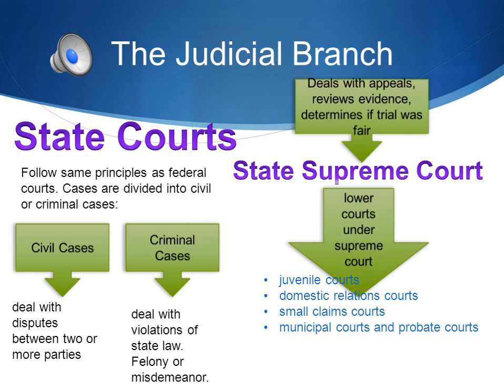Okay, finally we're going to close it out, and then you'll have your review with the Judicial Branch. Now, the Judicial Branch has state courts, and they follow the same principles as the federal courts. So cases are divided into civil or criminal cases. The civil cases deal with disputes between people. So it's not really about a crime being broken, but dealing with conflict between civilians. And then there are the criminal cases, and those cases deal with violations of state law. That means it could be a felony or a misdemeanor.